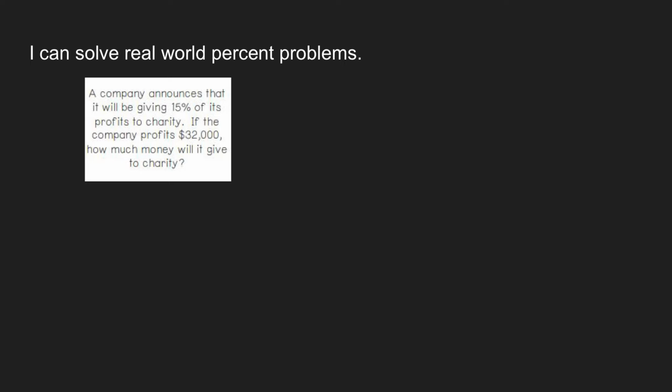All right, a company announces that they will be giving 15% of its profit to charity. That sure is nice. If the company profits $32,000, how much money will it give to charity? All right, so giving 15%, how much money will it give? So nothing tricky there. So we're finding 15% of 32,000. Okay, I may do kind of like we've been doing in our number talks.